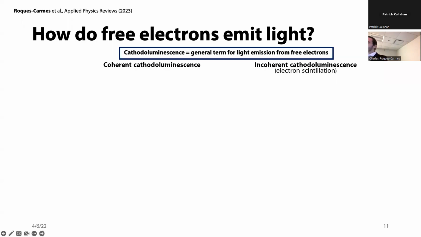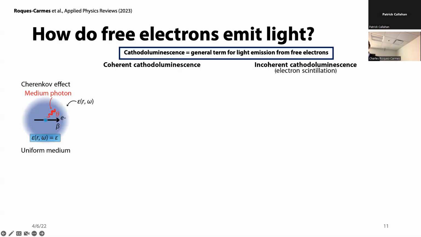There are several fundamental effects that can lead to spontaneous emission from free electrons. Interestingly, they were all discovered in the past century or so. In the following, I will refer to them as cathodoluminescence, which is a general term referring to radiation from free electrons. They're typically split into two main categories, coherent and incoherent cathodoluminescence. And from an electromagnetic perspective, the only difference really between them is the form that the polarization induced by the free electron in the material takes. So let me be a bit more specific here.